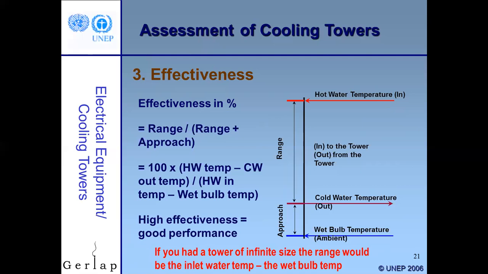And I put down there at the bottom, if you had a tower of infinite size, the range would be the inlet water temperature minus the wet bulb temperature. So with infinite size, we can cool the water all the way to wet bulb. It's just those things cost a lot of money, those infinite towers.